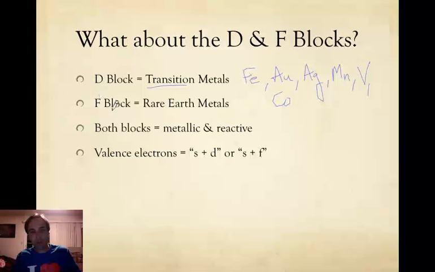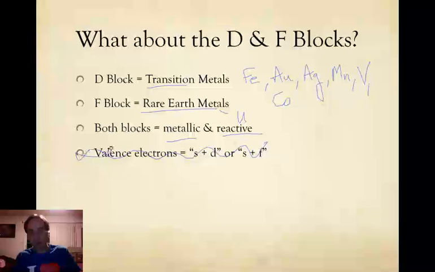Okay, then the F block would be the rare earth metals. So it's going to be things like uranium, okay, and other rare earth metals. Some of the metals in the F block actually are man-made only, and a lot of them actually are radioactive. So those are the rare earth metals. That's pretty much all you need to know. Okay, they're metallic, they're reactive.